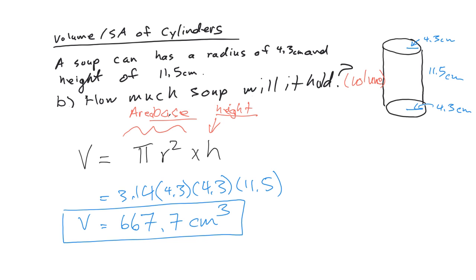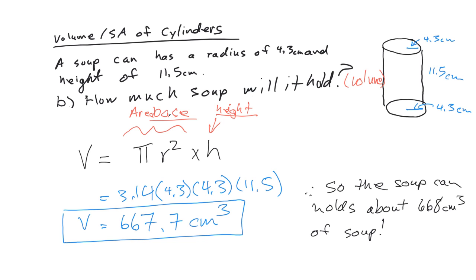So for this problem, you're going to say the following: the soup can holds about 668 centimeters cubed of soup. We could also say that this is, for centimeters cubed, you could have also said 668 milliliters. And we're done.